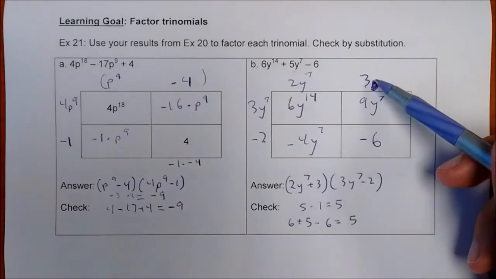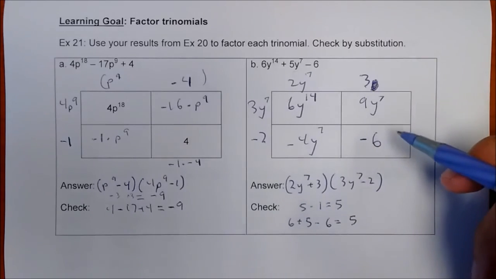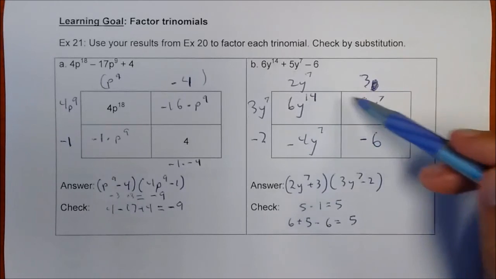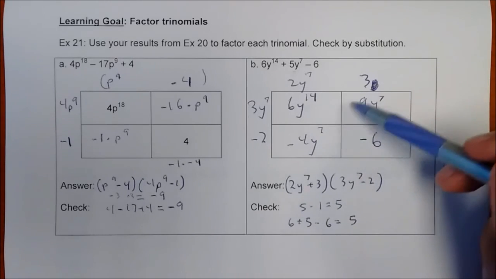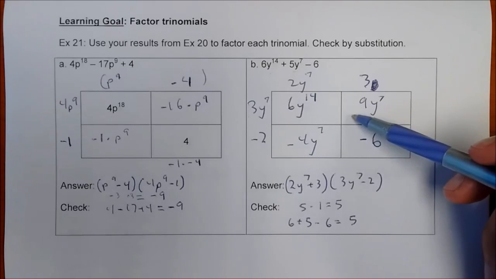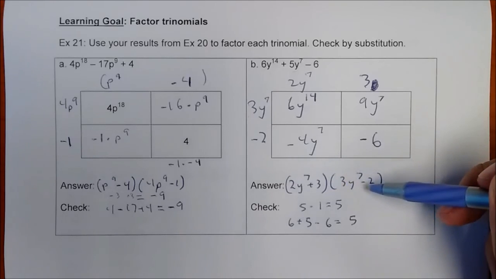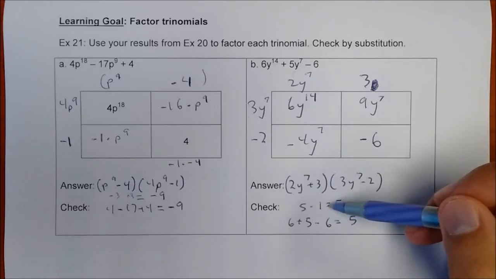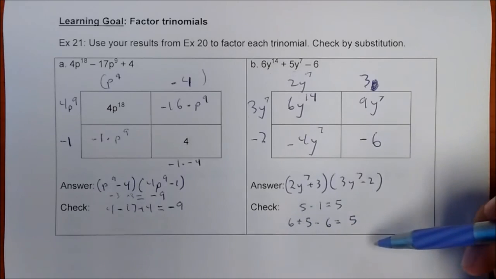So I simply just pretty much copied our previous example in example 20, except instead of y squared, I used y to the 14th. And instead of y, I used y to the 7th. So then our pair was still the same as the one we had found. And so now our two factors are going to be 2y to the 7th plus 3 and 3y to the 7th minus 2. And to check our work, we substituted in 1 for y. So 5 times 1 is equal to 5. And 6 plus 5 minus 6 is also equal to 5.